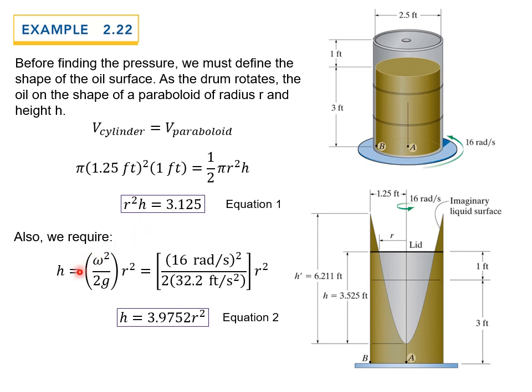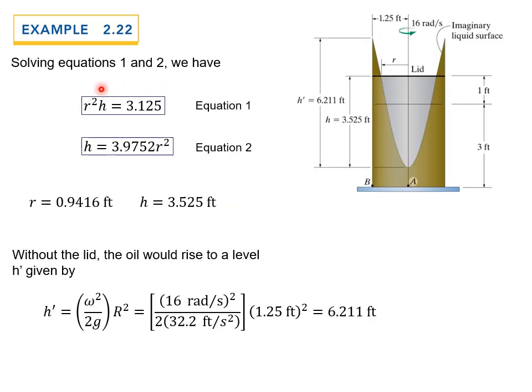We also know how high it's going to rise. It's given by that previous formula: h equals omega squared over 2g times r squared. We know omega, we know g, so we can find another relationship between h and r. So we have two equations, two unknowns, and so we can solve. Here's our equation 1 and equation 2 from the previous slide. We can take the h here, plug it in here, solve for r. And once we have r, we can plug it back in here and solve for h.